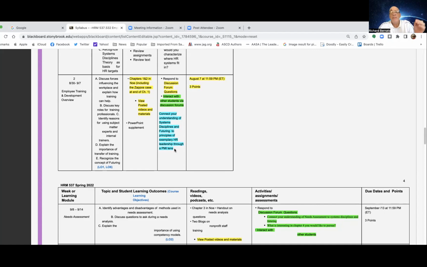We're going to use that system in lots of places throughout the rest of the semester, but I would like to see you using it in your discussion responses, starting with this, PMI. So there are two premises added to the original one. The whole expectation was to connect your understanding of systems disciplines with futuring, with the principles of exemplary leadership, in your cases, through a PMI lens. Okay? So I've explained PMI, and I've explained a little bit about futuring.